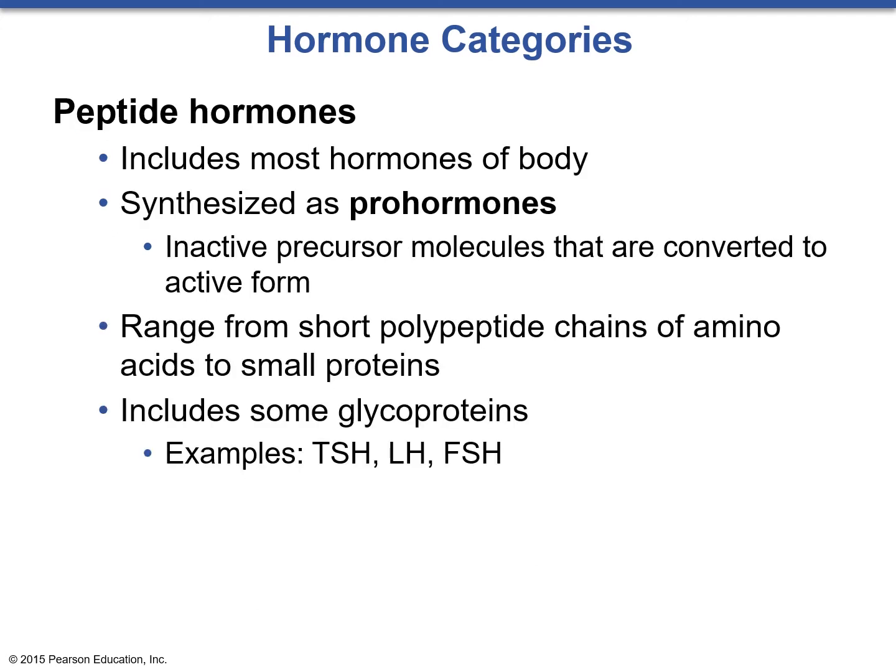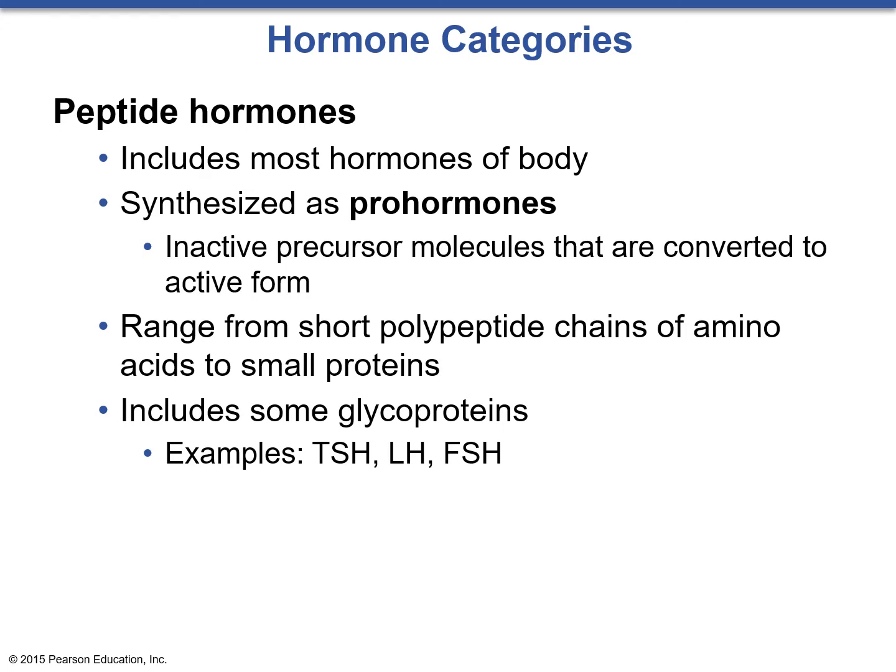The second classification of hormones in the body are protein or peptide hormones. Now, this makes up the largest majority of hormones in the body. Most hormones are actually protein or peptide based. They are initially synthesized as prohormones, which are actually an inactive form of this hormone molecule, and they get converted to the active form later on.